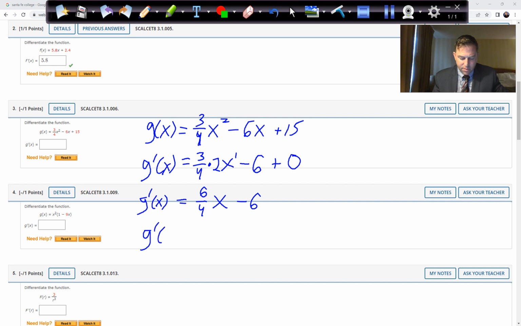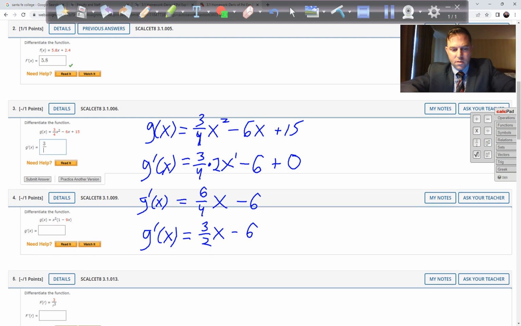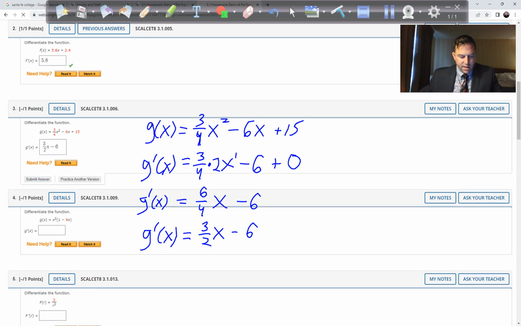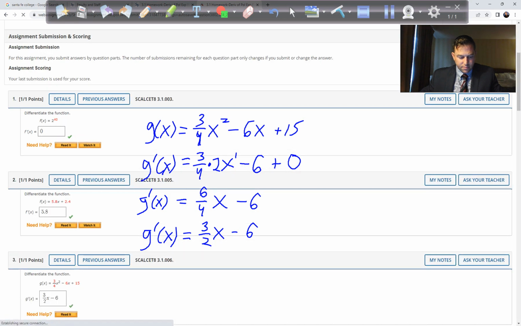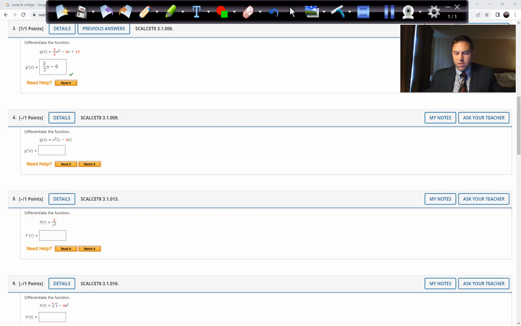And we can simplify 6/4 to be 3/2. So that would be the derivative. So we type 3/2 x minus 6. Okay, and so we're building towards our general rule.